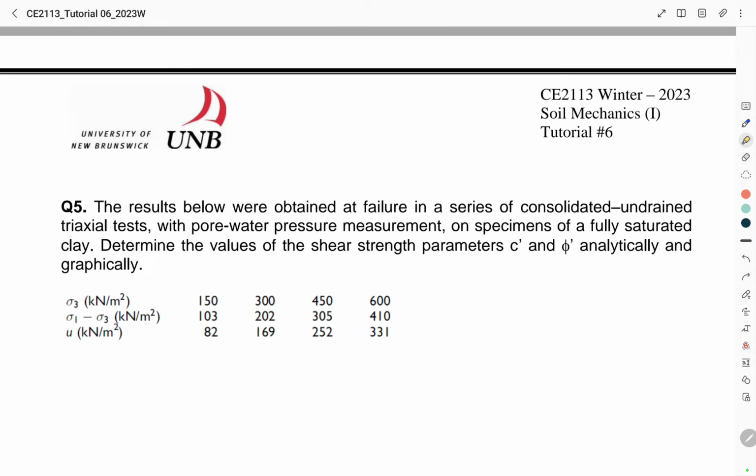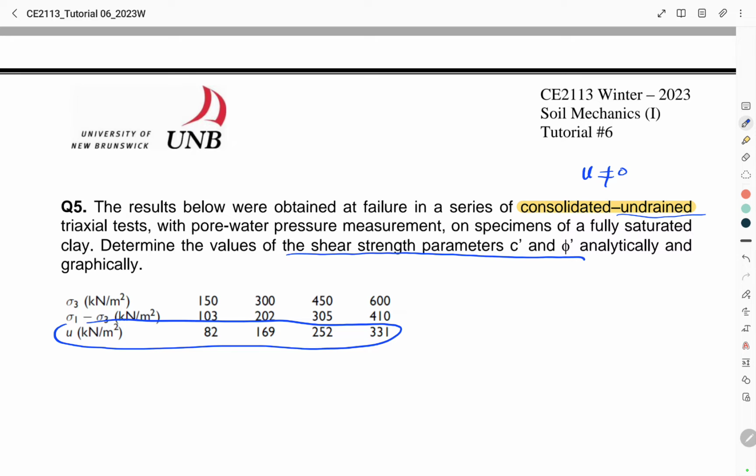In this question, the results of a series of consolidated undrained triaxial tests are given to you. We know that in undrained tests, U is not equal to 0, and the values of U are given to you in this row. The values of sigma 3 and sigma 1 minus sigma 3 are also given in the first two rows. The shear strength parameters of the soil are asked to be determined by you.